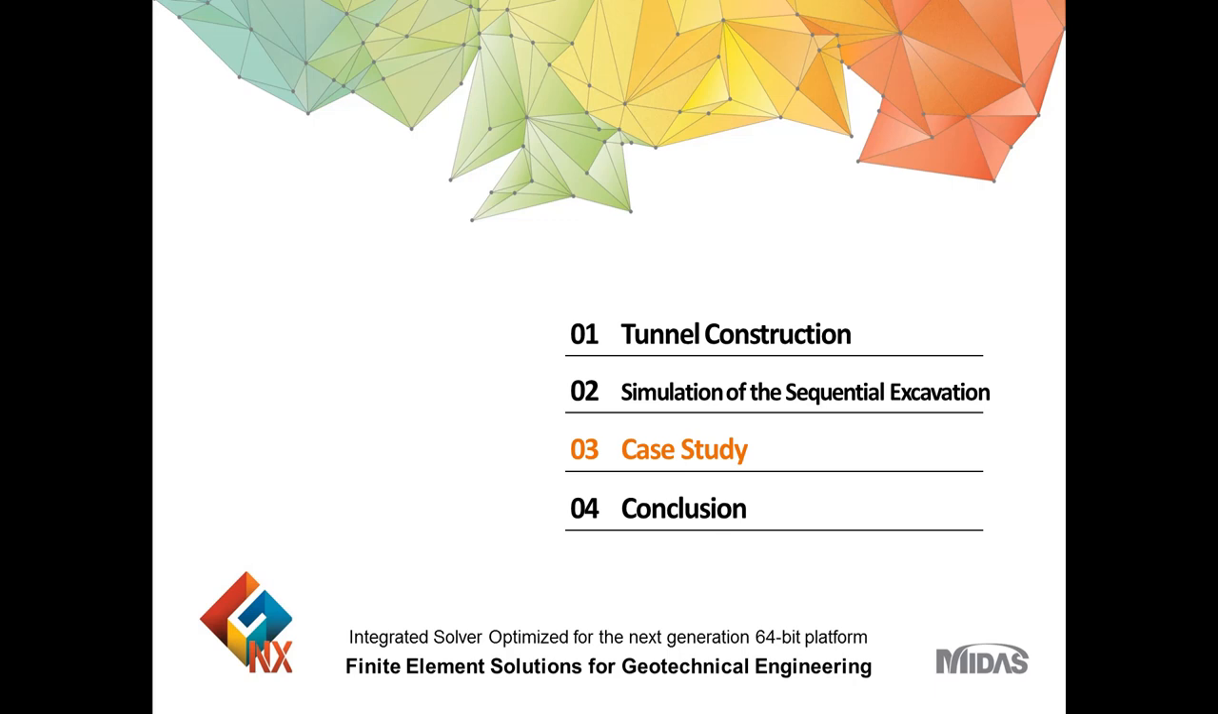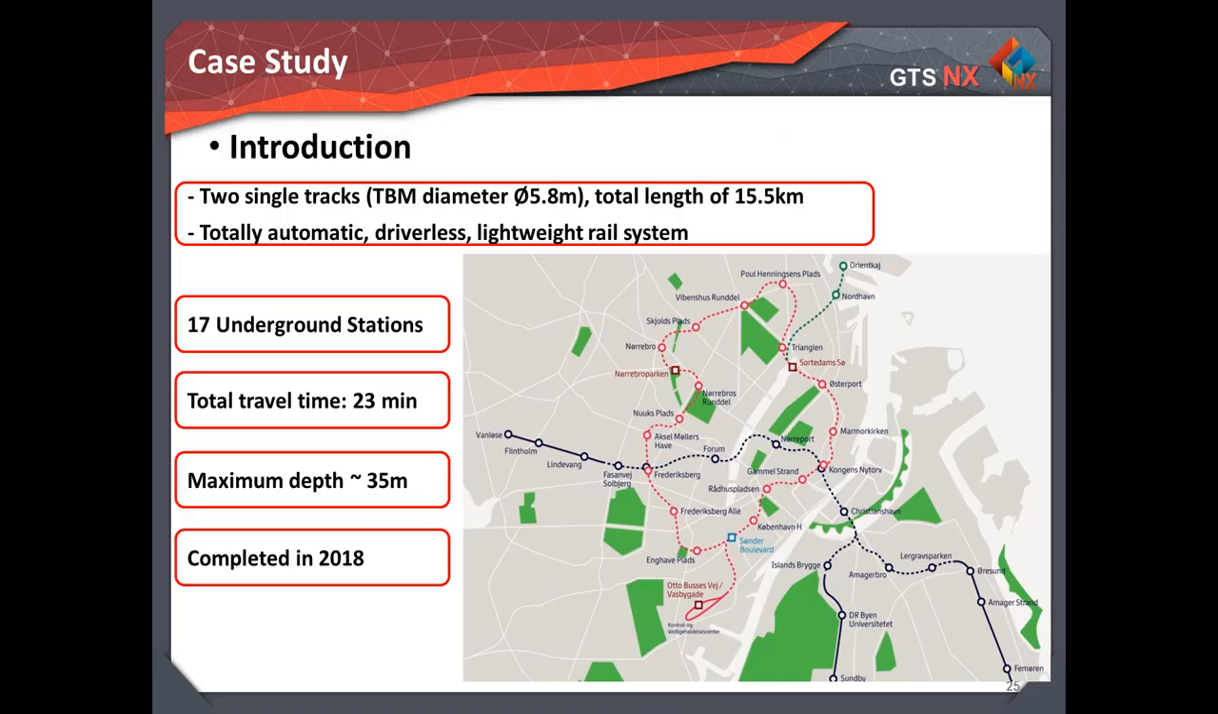From now on, let's look at the case study using GTS NX. The Cityringen is a city circle metro line approximately 15.5 km long and will serve major areas of the city of Copenhagen, including the Danish Parliament, the Central Station, the City Hall, existing major S-train and metro stations, and National Monument. The line will have a driverless communication-based train control system with steward on board. A round trip is expected to take 23 minutes.